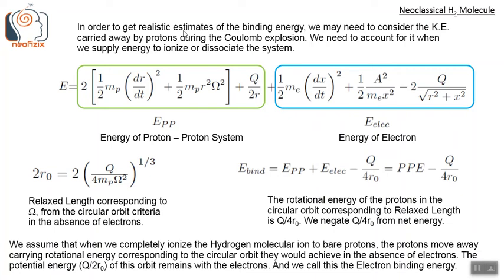In order to get realistic estimates of the binding energy, we may need to consider the kinetic energy carried away by the protons during the Coulomb explosion. We need to account for it when we supply energy to ionize or dissociate the hydrogen system. So this is the net energy we saw earlier of the three particle system. This portion we name as EPP, the energy of the proton-proton system. There are two protons. And this we call the energy of the electron, ELEC.